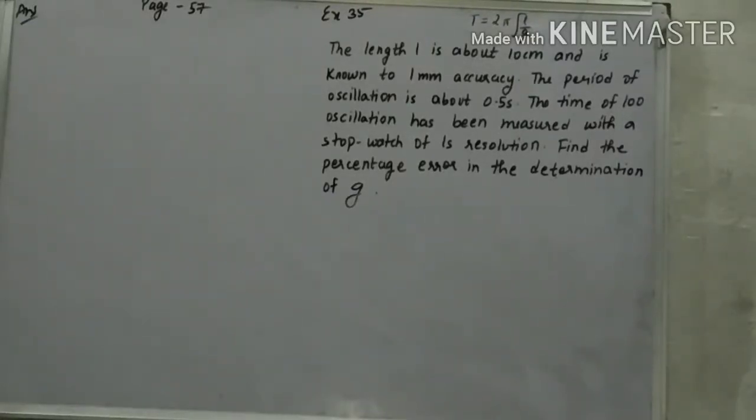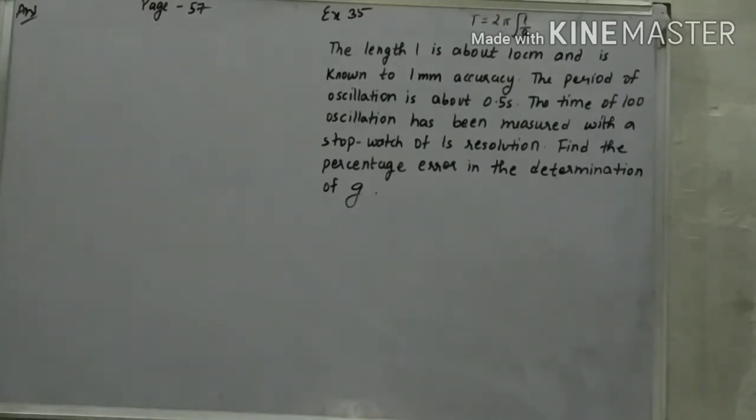Hello students. So today we are going to solve some numerical problems of your chapter number 1. I have taken the example number 35, that is on page number 57. Before solving this numerical, you just go through the theory work also. Now just read the question.